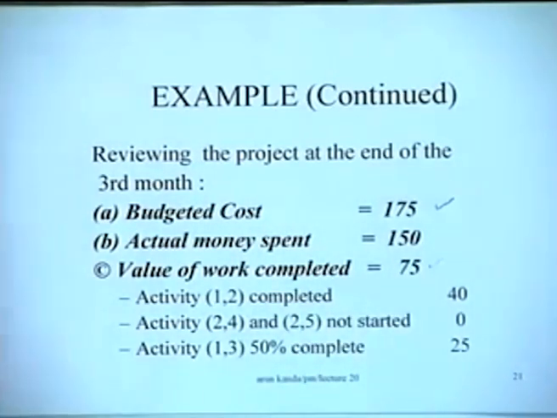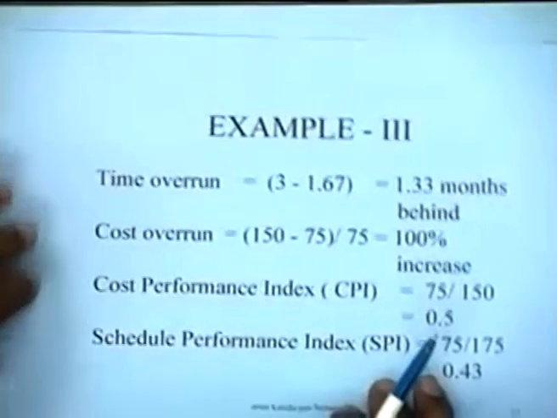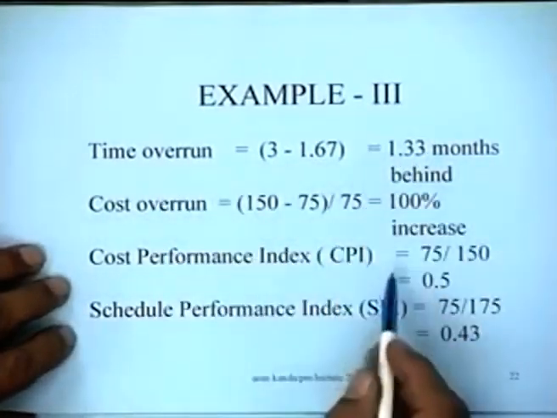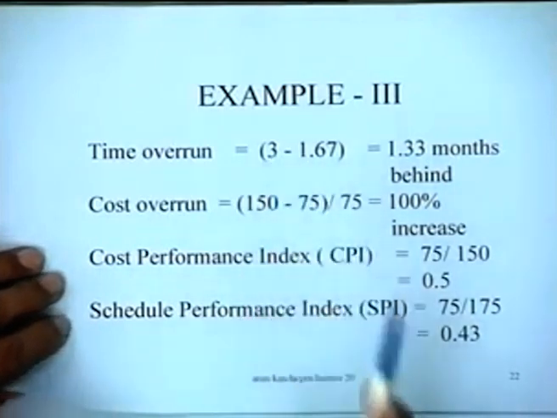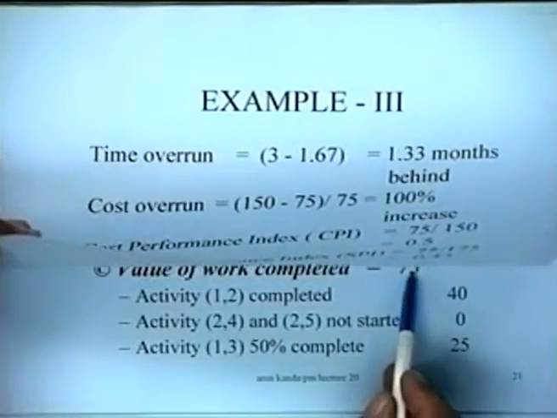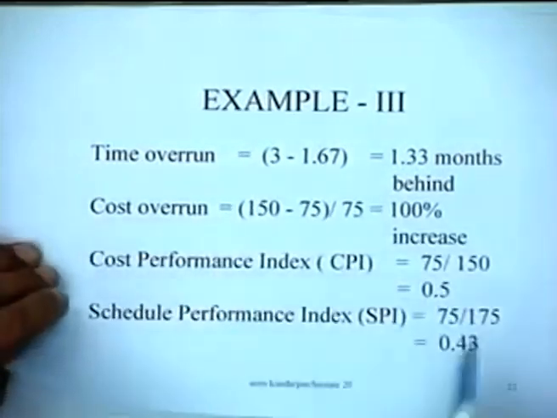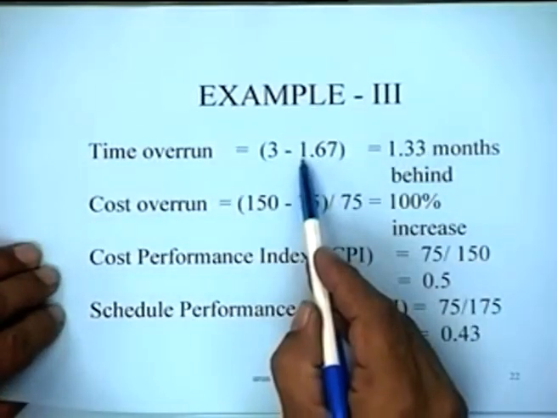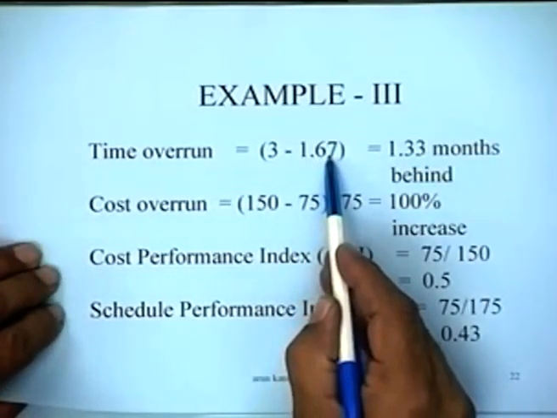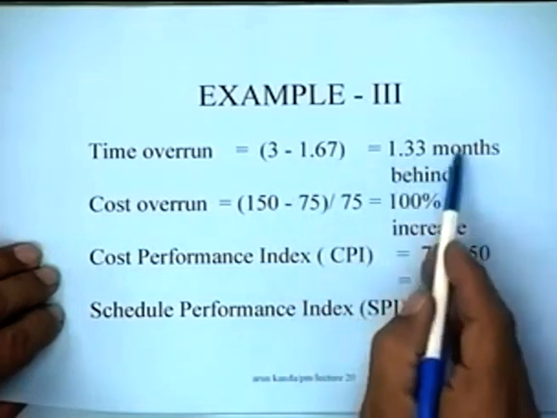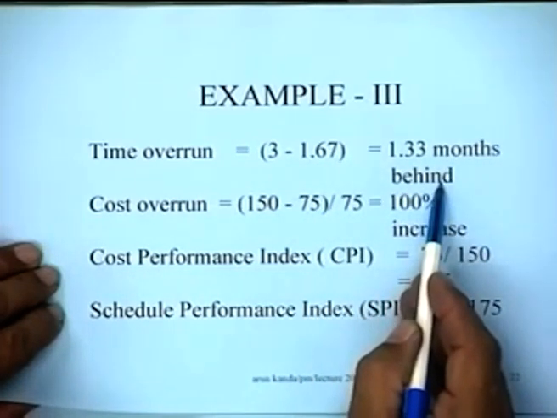Having obtained this information, we then simply compute the time overrun and the cost overrun. In 3 months we find that the value of work completed is only 75,000. From the plan, 75,000 units of work should have been done in 1.67 months. So we are actually 1.33 months behind at the end of the third month.